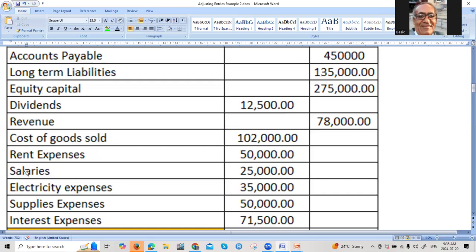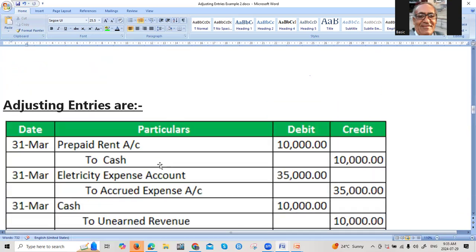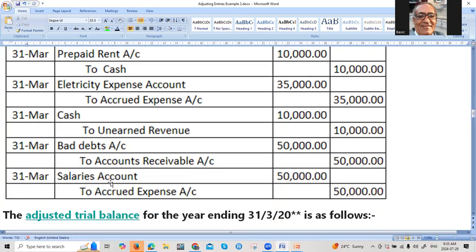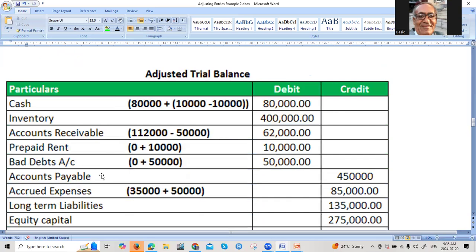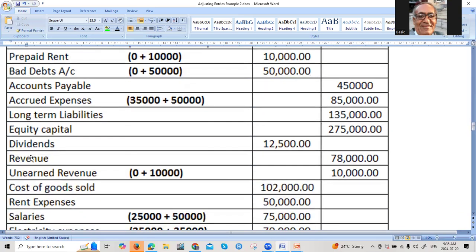Now we'll go also to the next, rent expenses. Did we do some transactions for the rent expenses? Let's see, it was 50,000. Now let us go here and see, did we talk about the rent expenses here? We didn't actually. Then here, let us go to the rent expenses. We didn't touch it. It's 50,000 as it is.